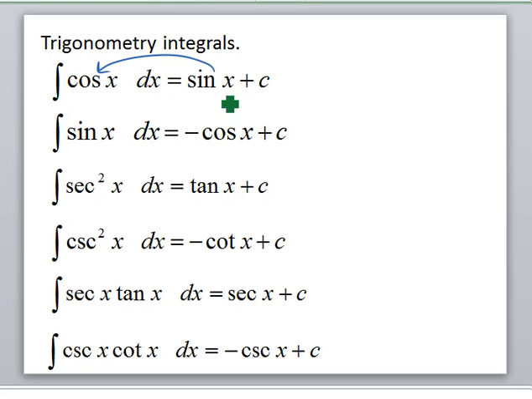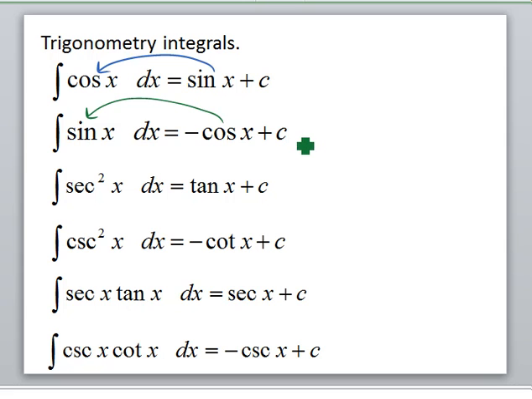If you take the derivative of cosine x, you actually get negative sine. But notice how there's a negative out here, so a negative sign would make a positive sign. So each of these you can check by knowing your derivatives of integrals.